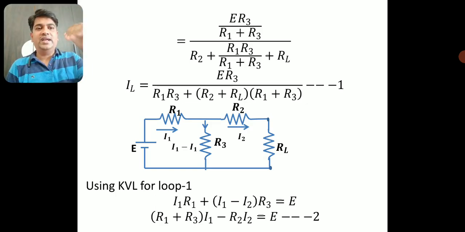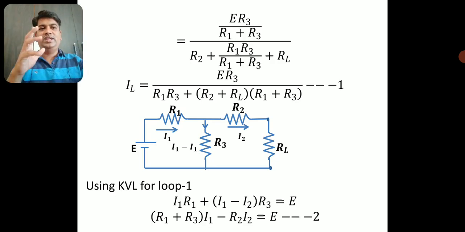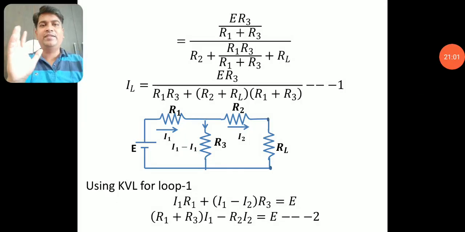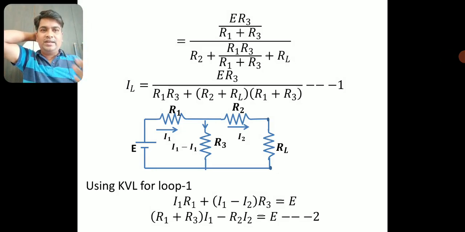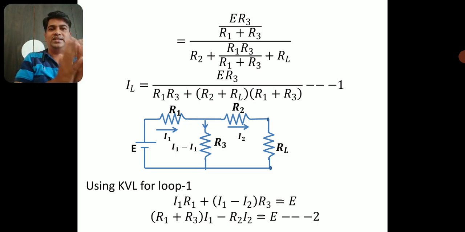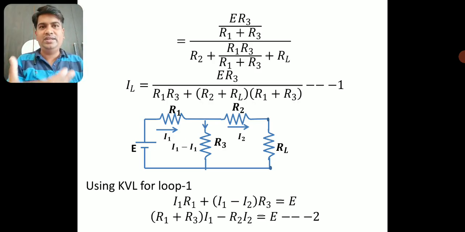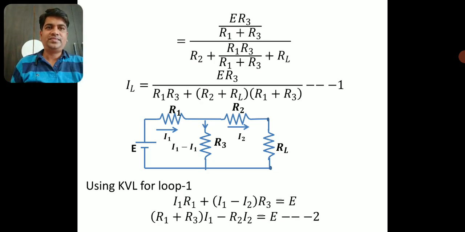Now the current through R3 is I1 minus I2, into R3, is equal to the EMF of the battery, because I am going from positive to negative, so the EMF of the battery is plus E. Fine. Now the next step is the rearrangement of the variables. Take I1 to one side and I2 to the other side. So it will be R1 plus R3 into I1 minus R3 into I2 is equal to E. This makes equation number 2. Equation 1 I have already written, so let us call this equation number 2.